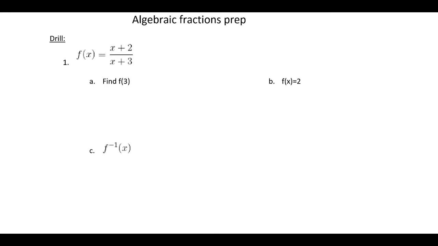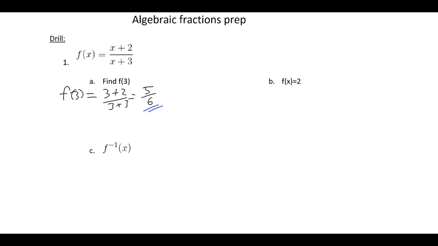Right, your algebraic fractions prep. First thing, the drill. Okay, you've got a functions question here. First one is find f of 3. What does that mean? That means plug in 3 wherever we had x. So, f of 3 equals 3 plus 2 over 3 plus 3, which is 5 over 6.